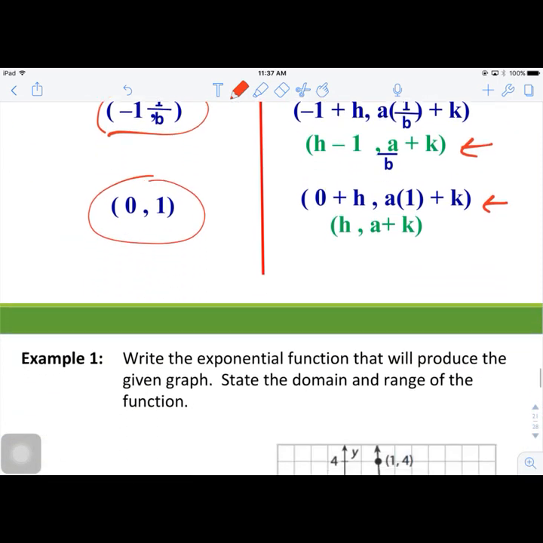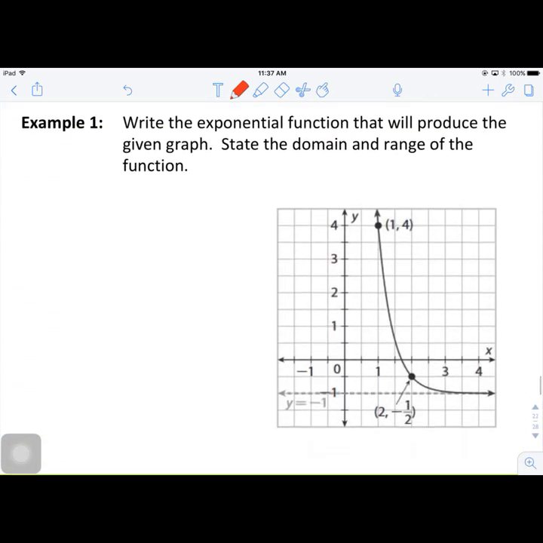So here is the first example. Write an exponential function that will produce the given graph. State the domain and the range. So we're taking a look at the equation. There are 2 points that are already identified, this one here and this one here. And as stated before, the one that is closest to the asymptote, we will use that point to identify our h. So we know based on this, h is equal to 2.